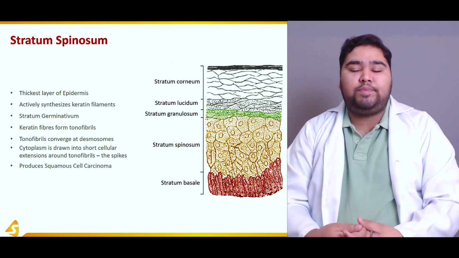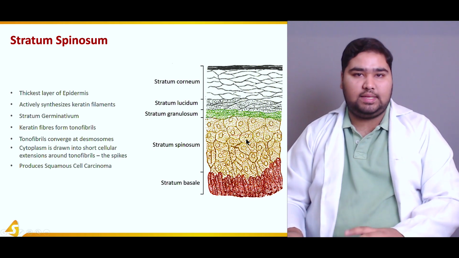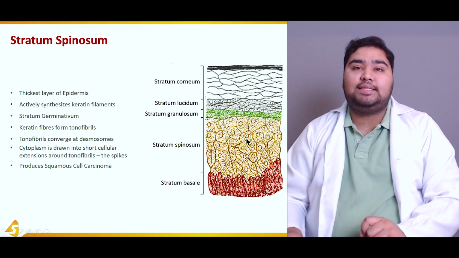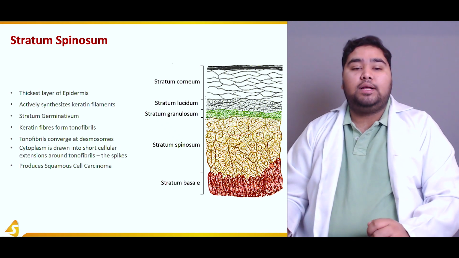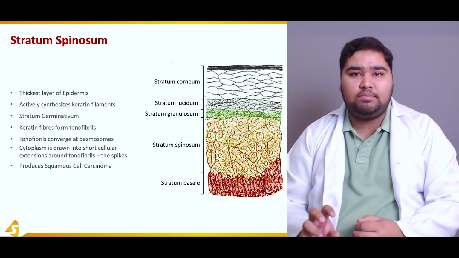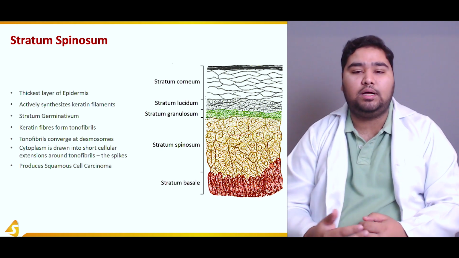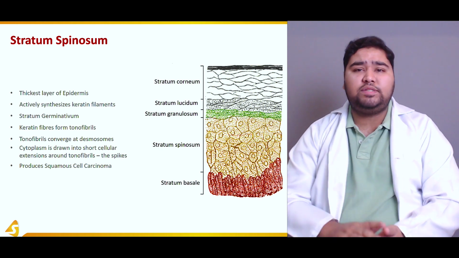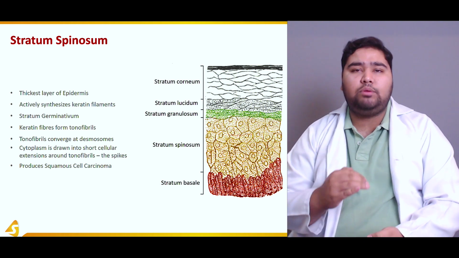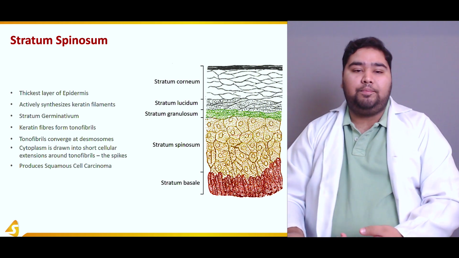Moving on to stratum spinosum, as I already mentioned, it is the thickest layer in the epidermis of the skin. It actively synthesizes keratin filaments. Stratum germinativum is a term which is used for stratum basale and mitotically active cells of stratum spinosum. There are only a few cells which are mitotically active in stratum spinosum. They combined with stratum basale are known as stratum germinativum.